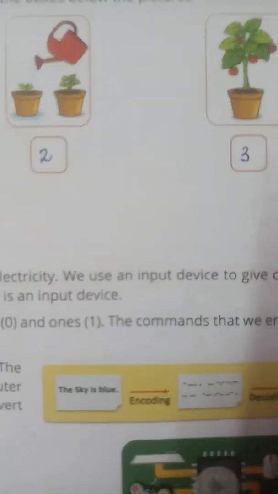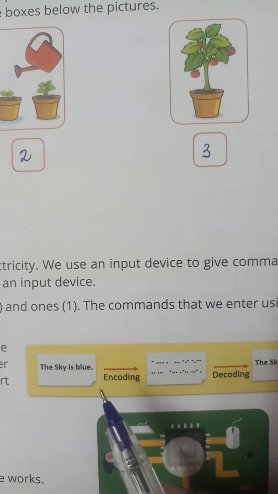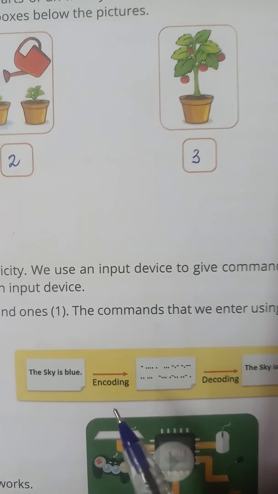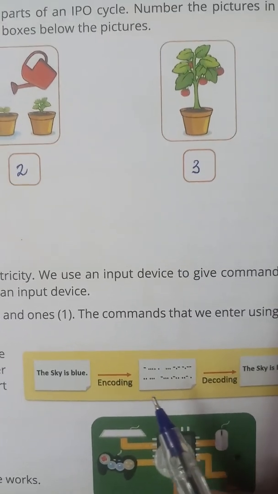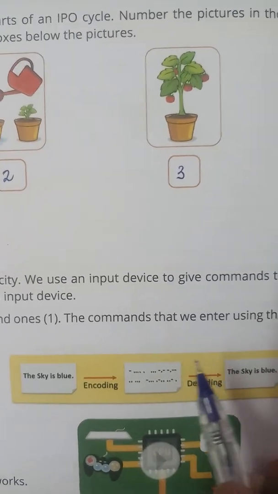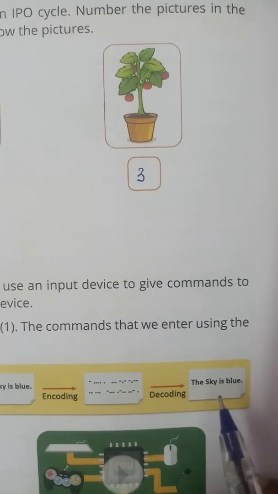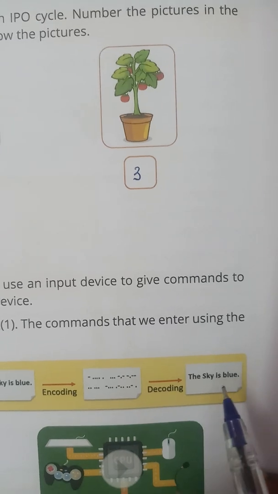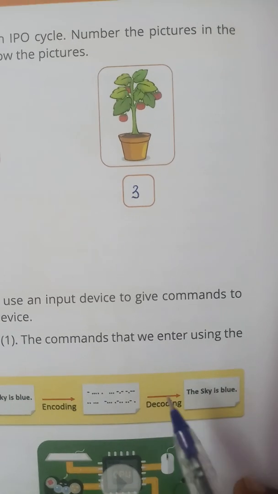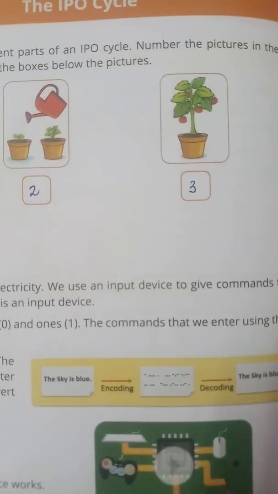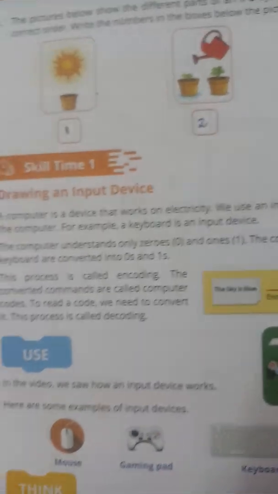For example, I am typing "the sky is blue." It will get encoded into computer language as zeros and ones. Then I need to decode those zeros and ones, and I will get the output like this. So this is called the decoding process. In between this and this, we need to decode those particular zeros and ones.